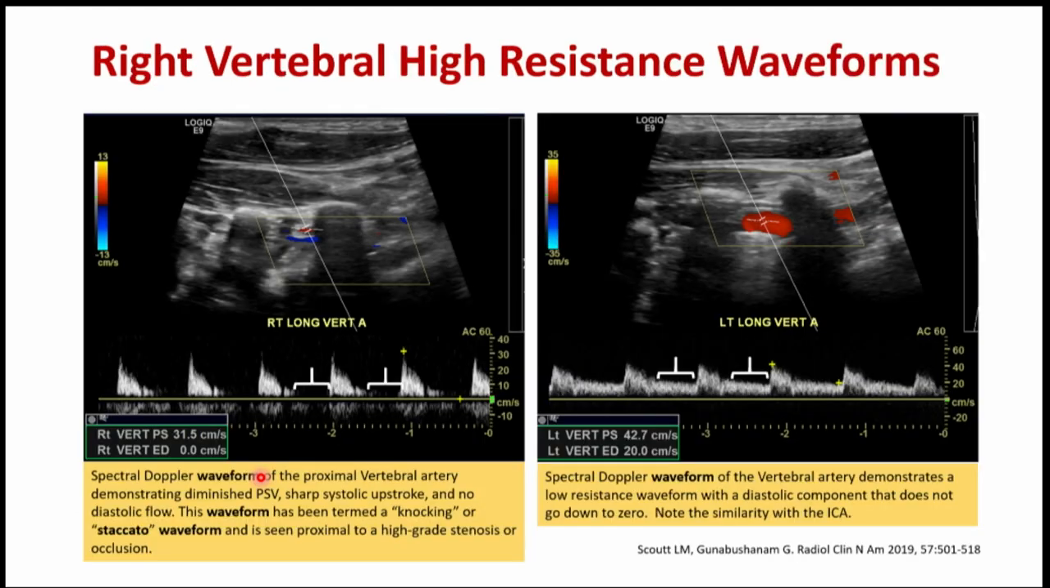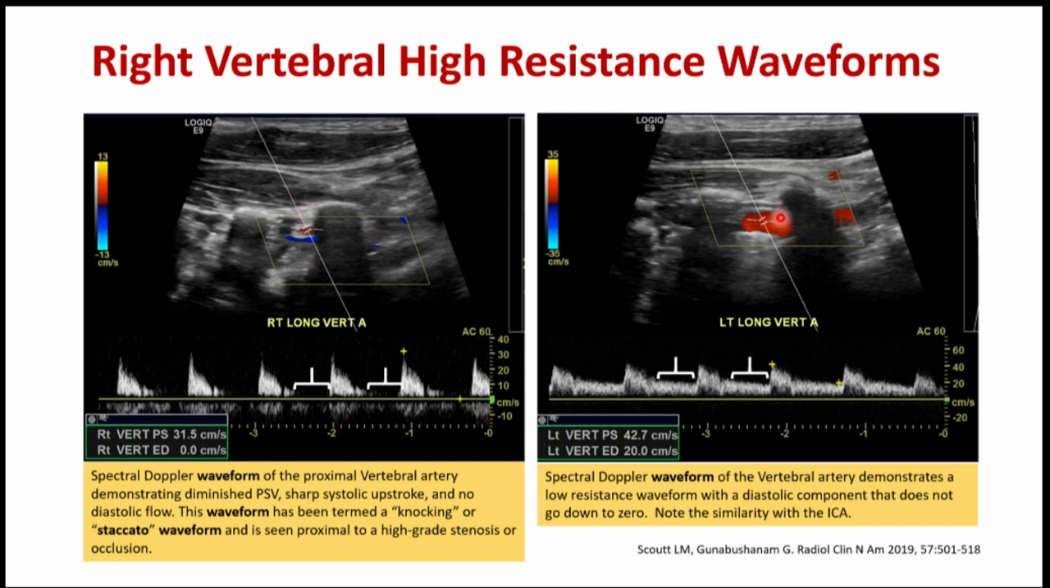Let's look at the vertebral. Okay, here's the same patient, right and left vertebral artery. So let's look at the normal left vertebral artery. Peak systolic rise, return, significant diastolic component, a classic low resistance waveform. What happens on the right side?